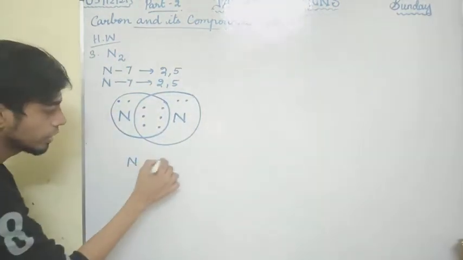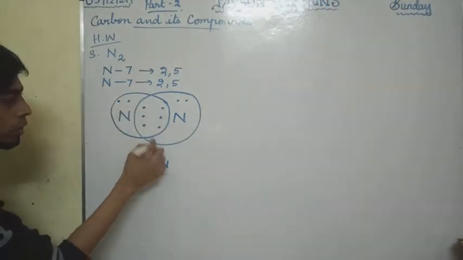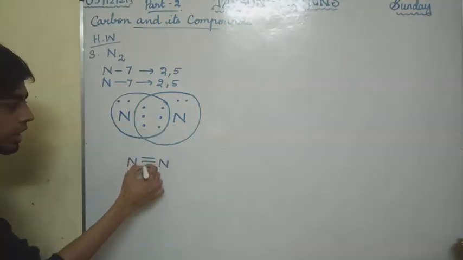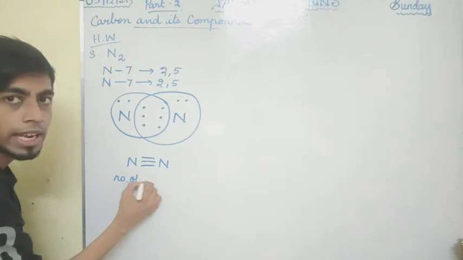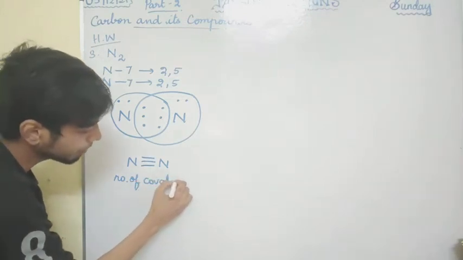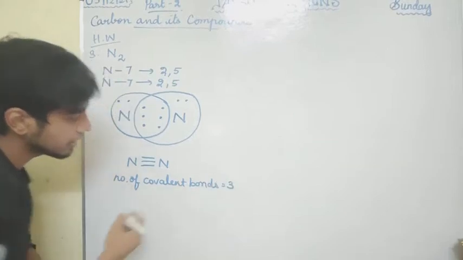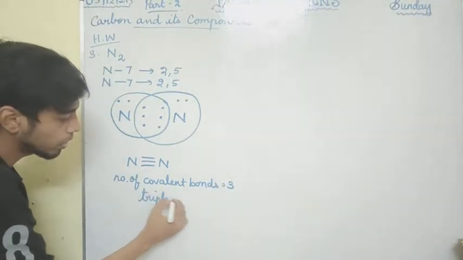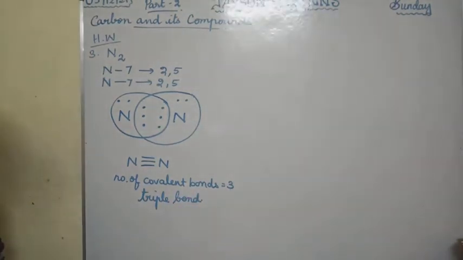When you come to the bond, these 2 electrons will form one bond, these 2 electrons will form another bond and these 2 electrons will form another bond. So the number of covalent bonds is 3, and that is in the form of a triple bond.